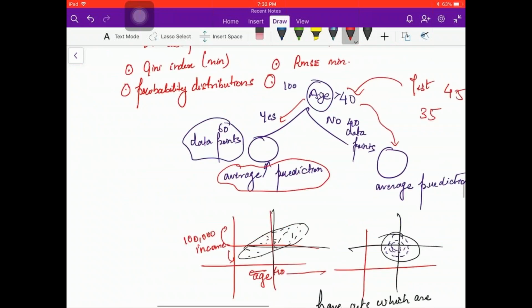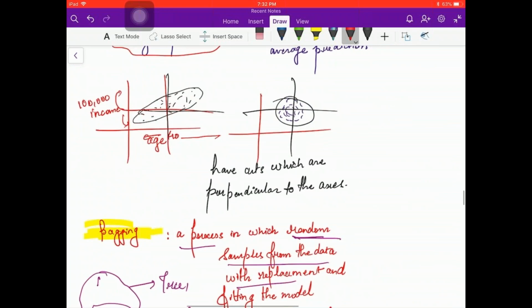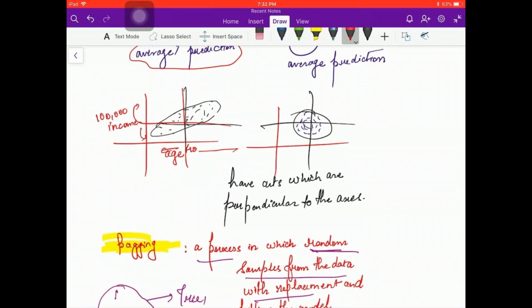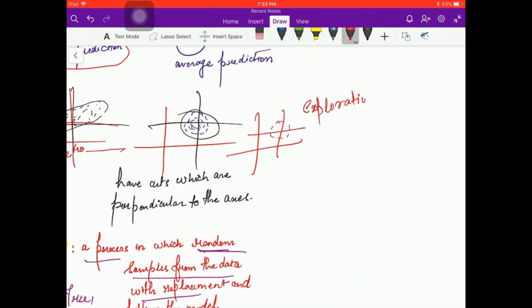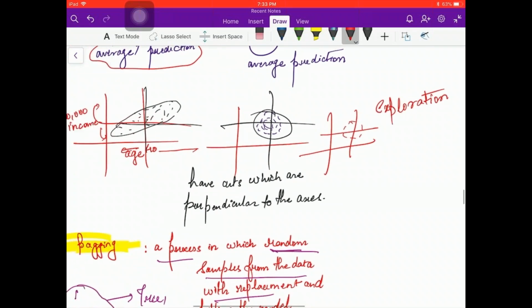Thank you. So we have seen this now. What we were discussing is that the challenge with the decision tree is that the cuts will always be made perpendicular to the axis. So if you have completely circular data, then whatever you do, you'll get bad accuracy. That's where exploration of your data comes in handy, where you want to see the data and see which model will work the best.